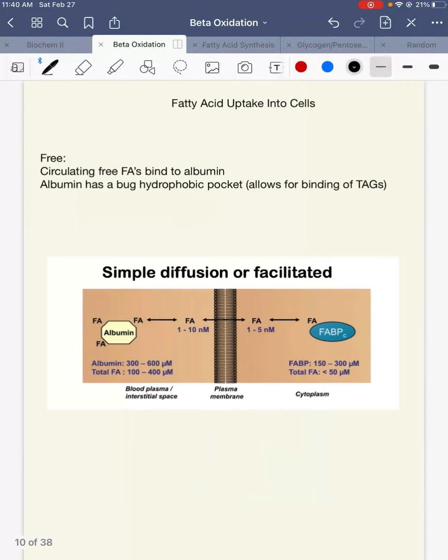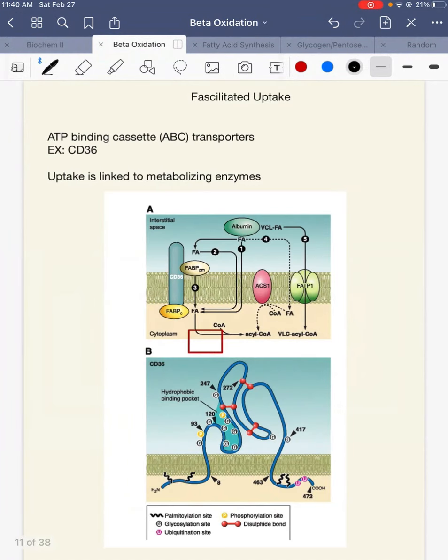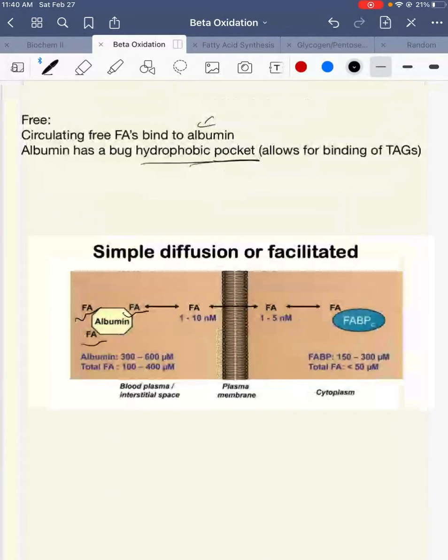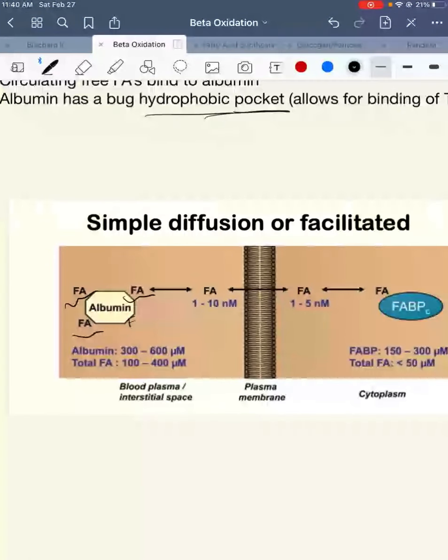All right, so let's talk about how they enter the cells. It's still a hypothesis how they enter. So there's two different mechanisms, which we'll talk about. One of them is facilitated, one of them is simple. So for simple, these are the free fatty acids. They can actually bind a protein called albumin. Albumin is the most common protein in the blood. It has hydrophobic pockets, I think 4, and it allows the binding of free fatty acids or TAGs. So albumin can bind these fatty acids and allow them to circulate in the blood. And then once they get close to the cell, the free fatty acids can just diffuse.